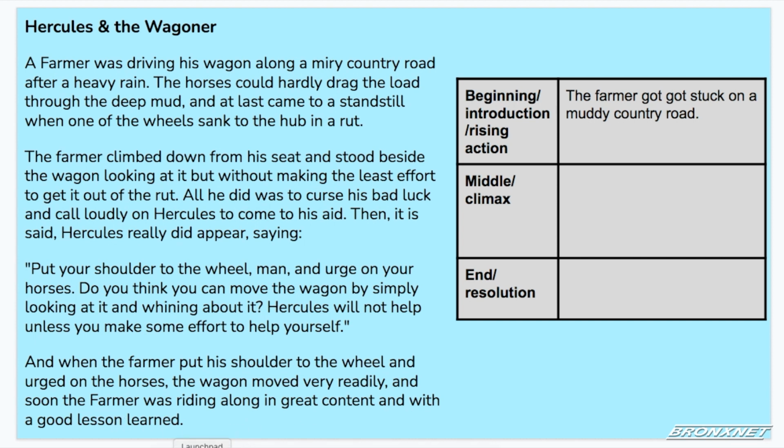So, let's see if we could break this up. I already got the ball rolling. So the beginning, which is the introduction, let's look at it. So this is our introduction. The farmer got stuck on a muddy country road. It's just what happened, right? So let's see if we can move on to the middle of the story.